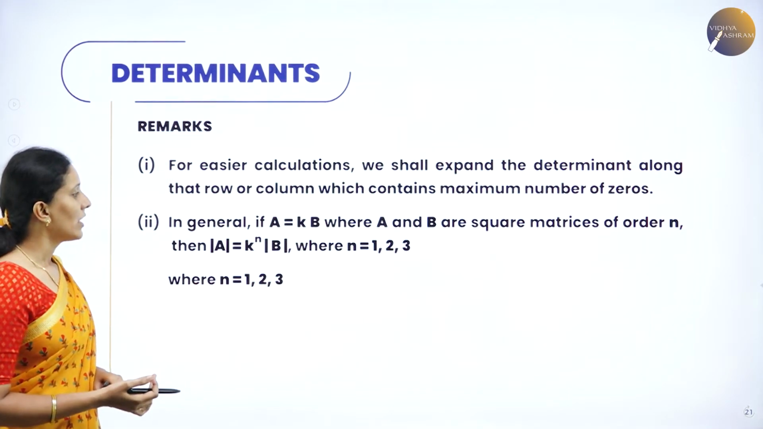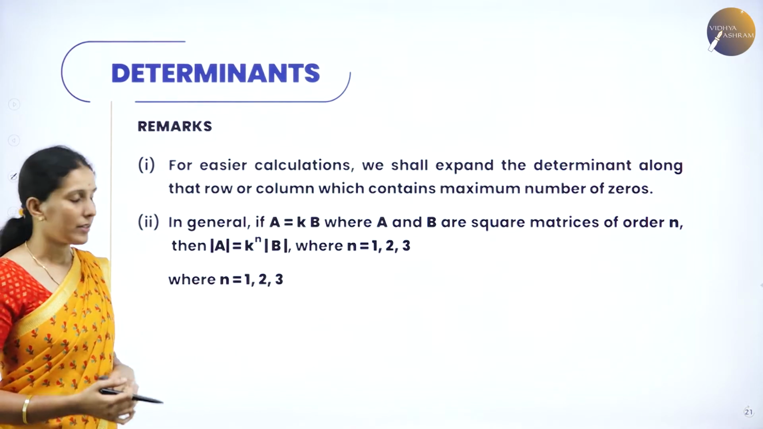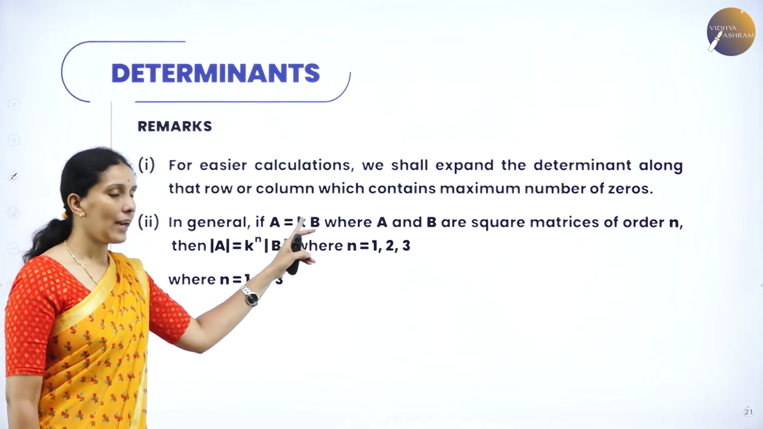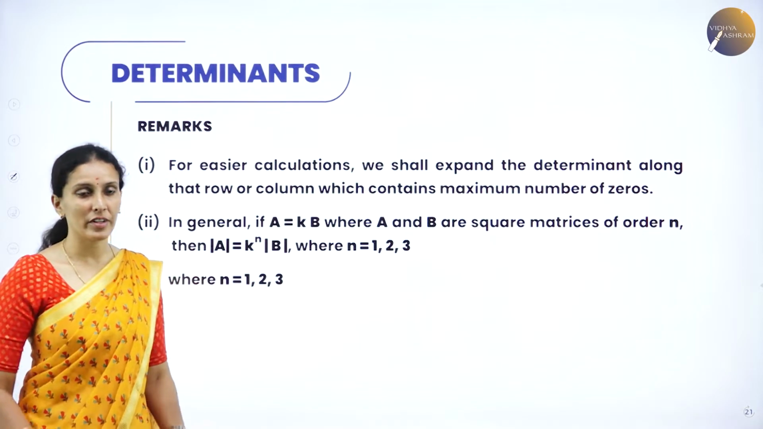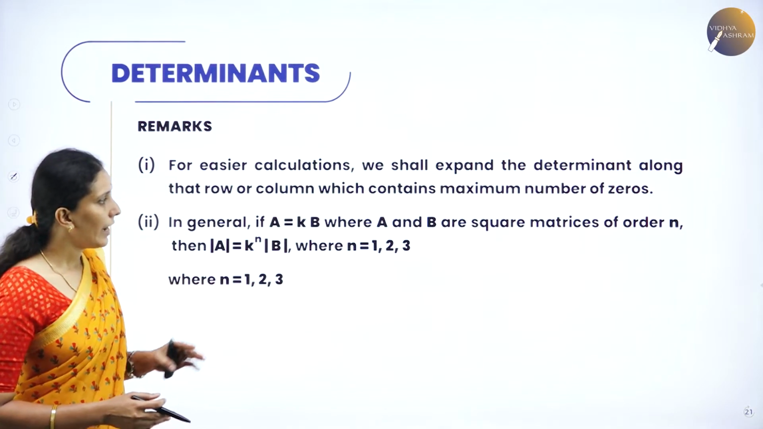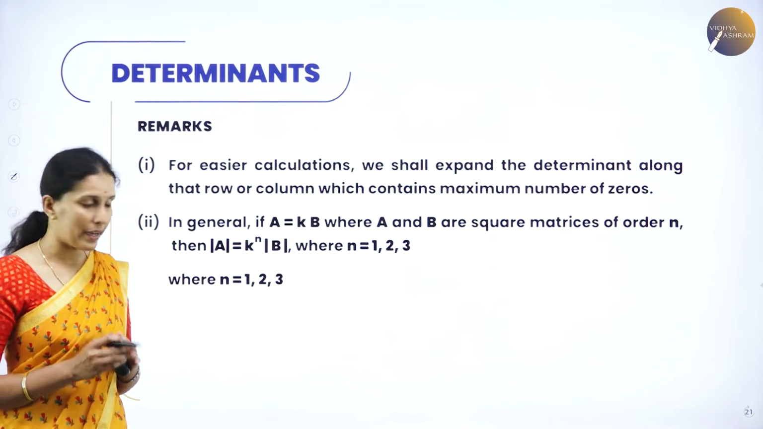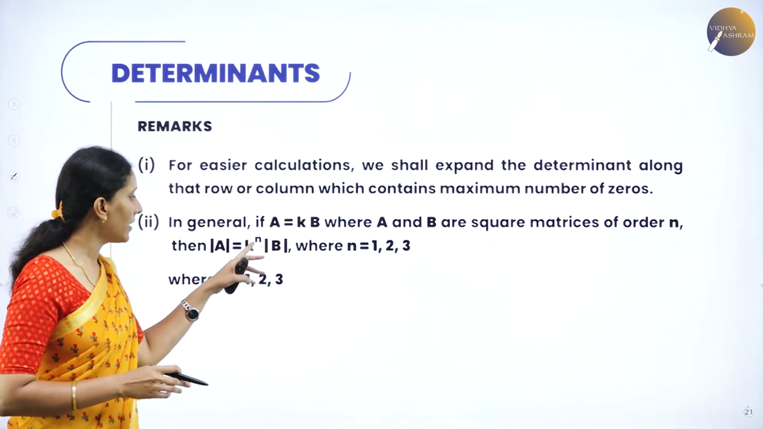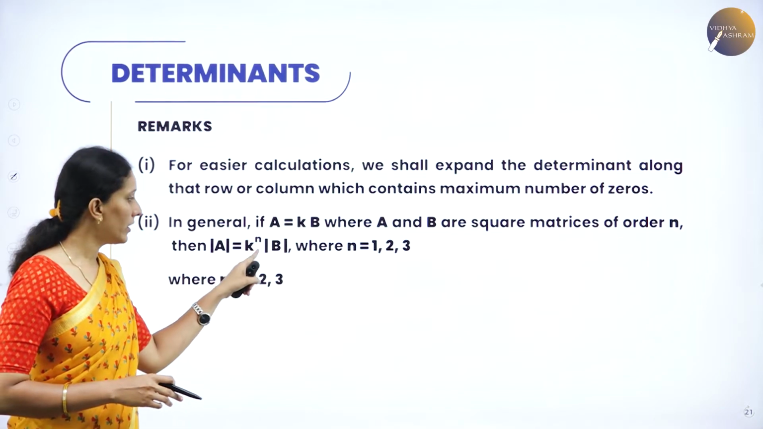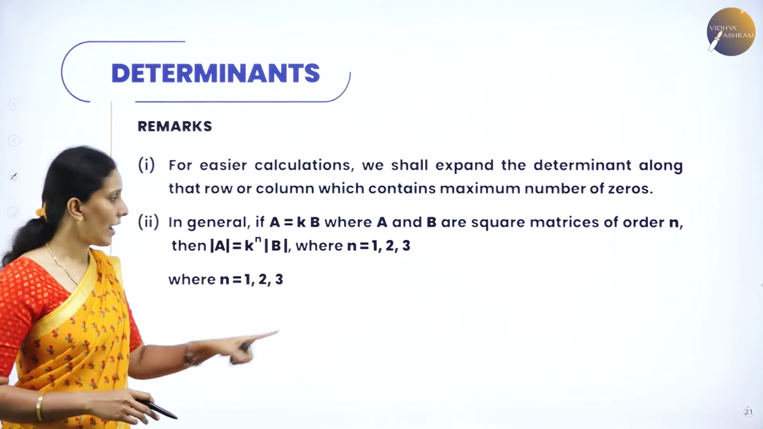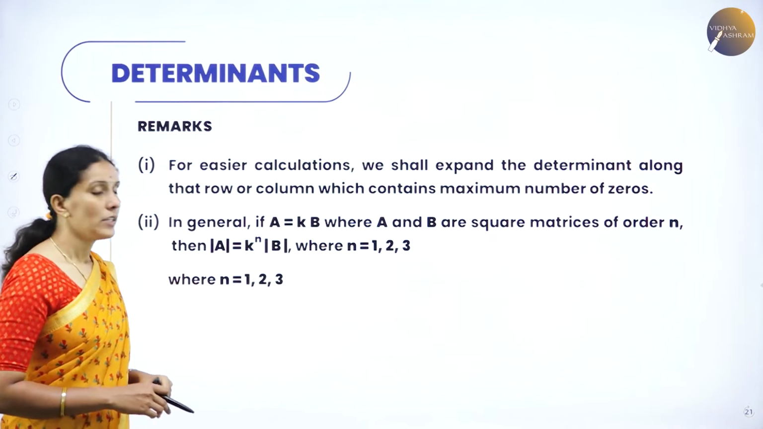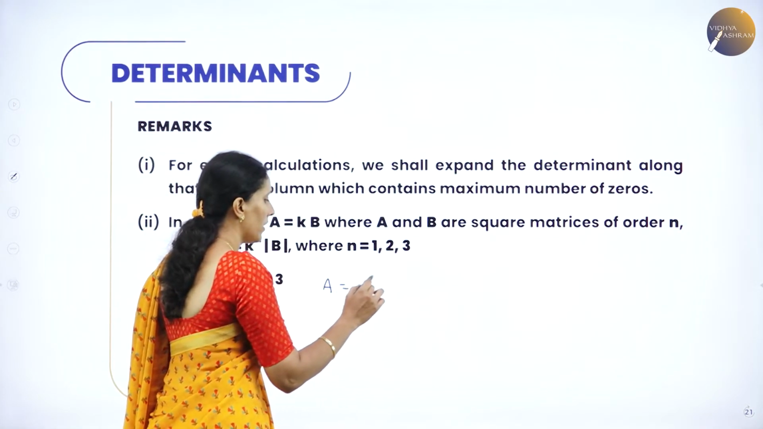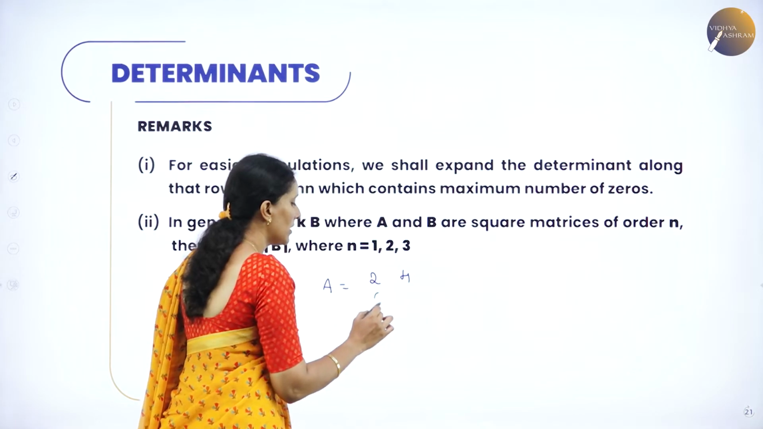In general, if A is equal to K into B, suppose A is a matrix equal to a scalar times the other matrix B, where A and B are square matrices of order n, then determinant A can be written as K to the power n times determinant of B, where n can take the values 1, 2, 3. So therefore, suppose matrix A is 2, 4, 6, 2.